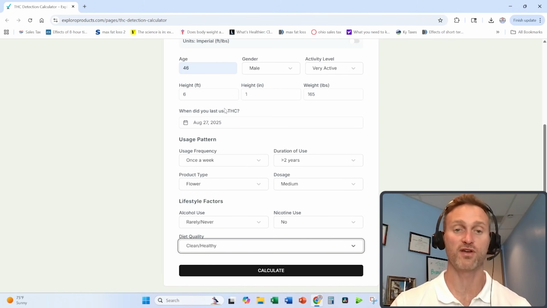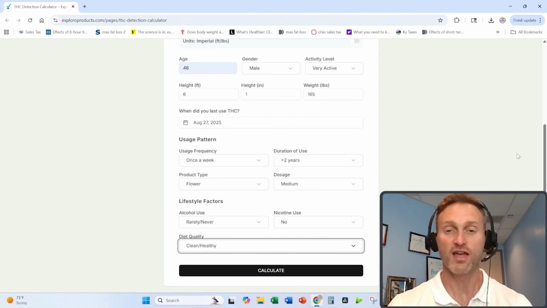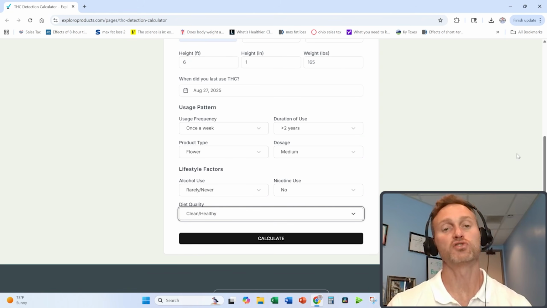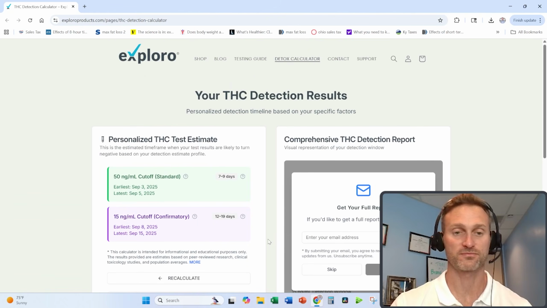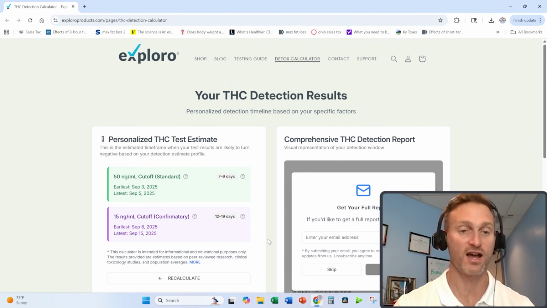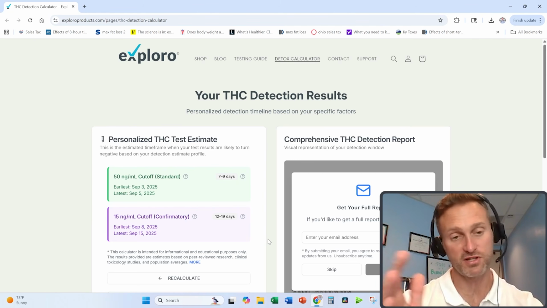So fit and active, there's all my statistics. Just stopped, used once a week when I was using. I believe if they stopped using, they will test negative in between 1 to 2 weeks. So that's going to be my guess. Let's see what they say as far as when I calculate. They have 7 to 9 days. So they give two estimates here, which is nice.